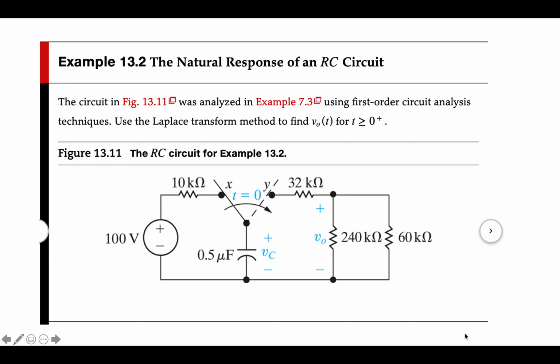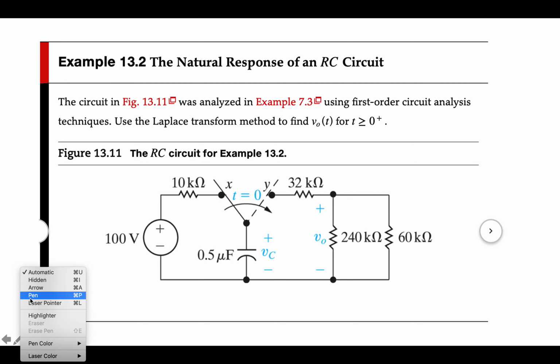In this next example, we want to look at a switching circuit. In this circuit, the switch has been at position X for a very long time, and then at t equals 0, it moves to position Y. So, a little bit of a review of what happens when circuits have been hooked up for a very long time.